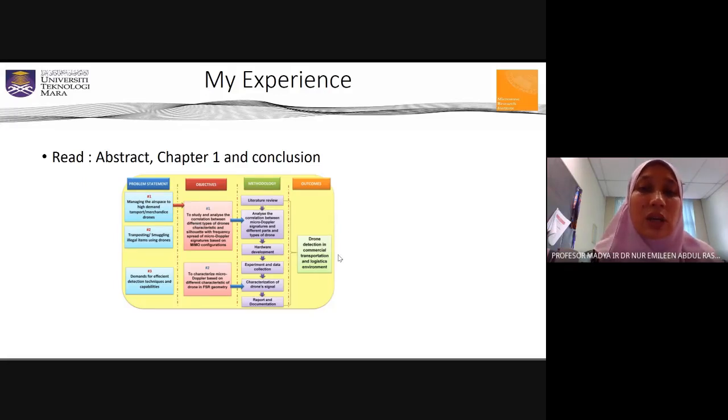And then again, outcomes dia apa? So kita akan tengok outcomes kita akan dapat daripada conclusion. So from here, conclusion dengan dia punya apa nama, contribution dekat dalam chapter 1.